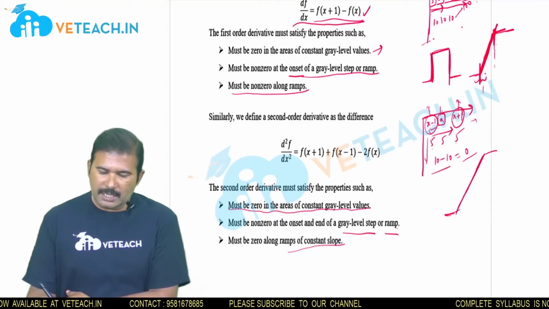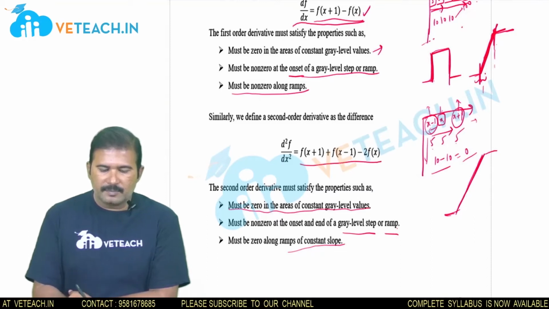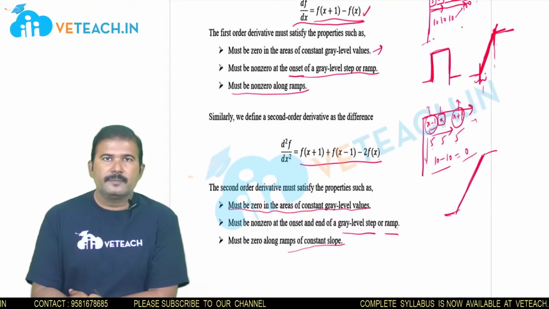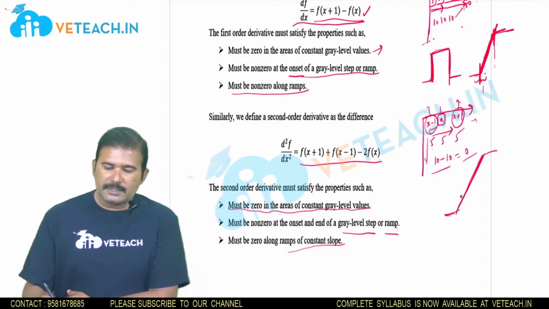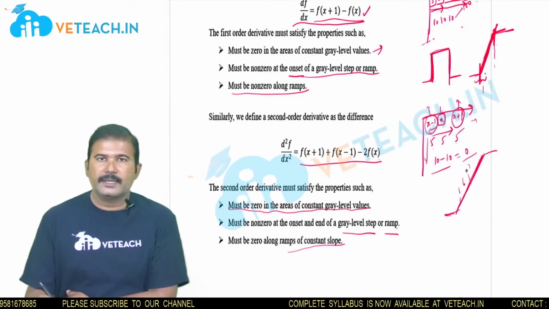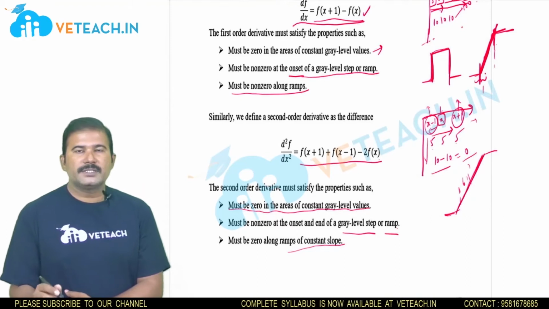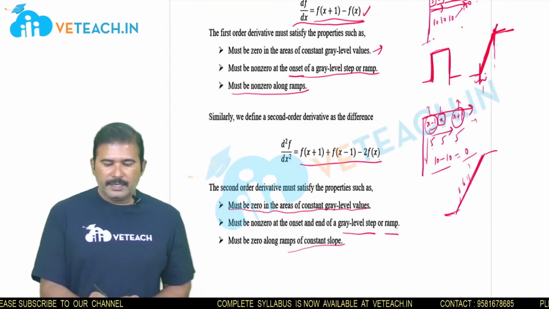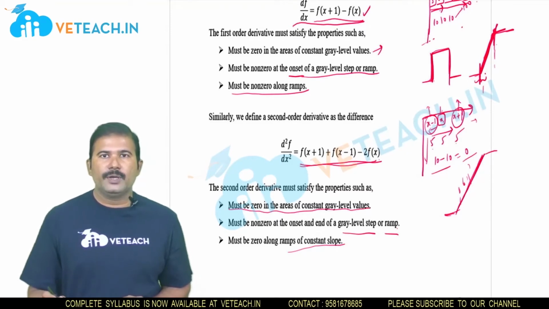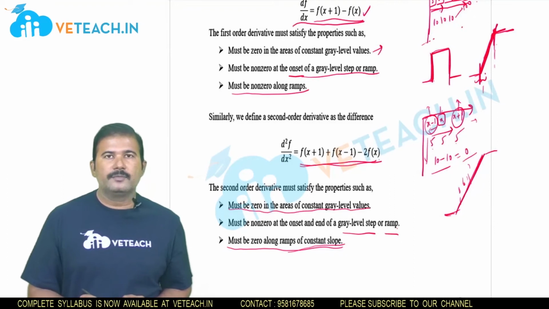That means if it is constantly changing, if you observe the equation f(x+1) + f(x-1) - 2f(x), suppose each pixel differs by 1. That means it is 5, 6, and this is 7, like this. Some equal amounts. The difference along the ramp is changing by a fixed value. Then if you calculate this expression, the second order derivative gives a 0 value. So the third point is the major difference between the second order and the first order derivative.